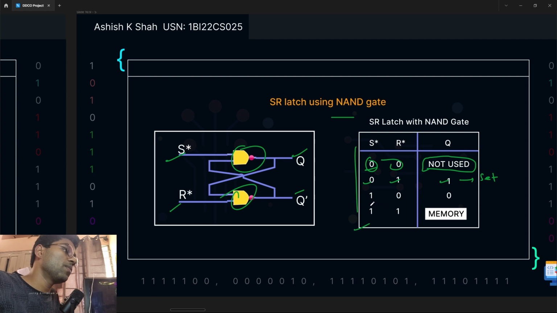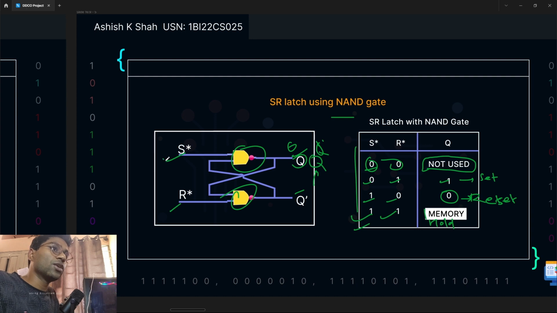And when we apply S equal to 1 and R equal to 0, it gives output 0. It is known as reset mode. And when we apply 1 and 1, it holds the data. Like if the output is Q, then it gives output Q. If the output is first giving 0, and we apply S and R equal to 1 and 1, then it will give 0 output.